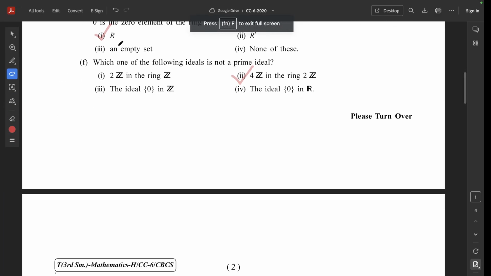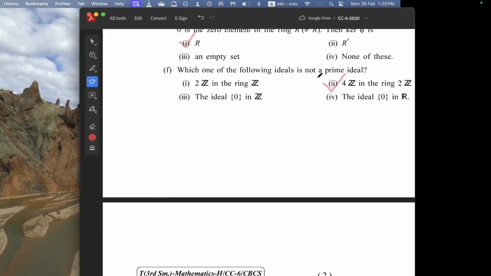Question F. Which one of the following ideals is not a prime ideal? Correct option is 2. 4Z in the ring 2Z. All others, 2Z in ring Z and the rest, are prime ideals, but only this option 2, 4Z in the ring 2Z, is not a prime ideal.